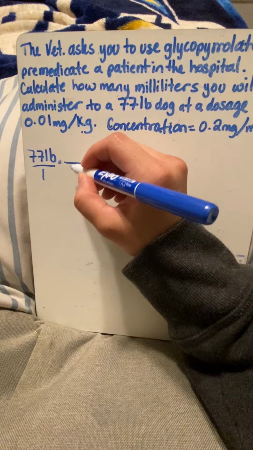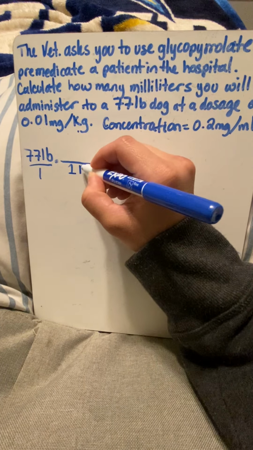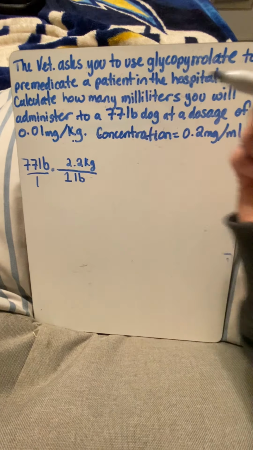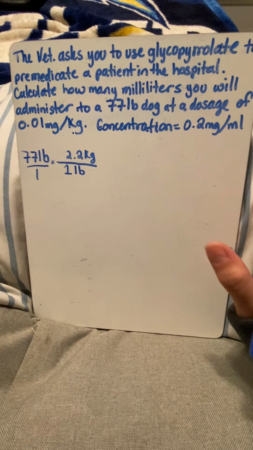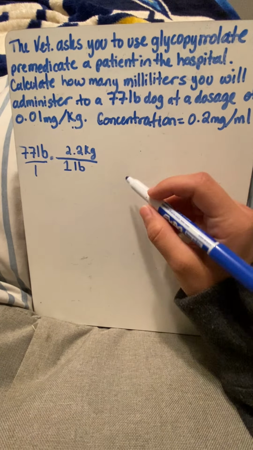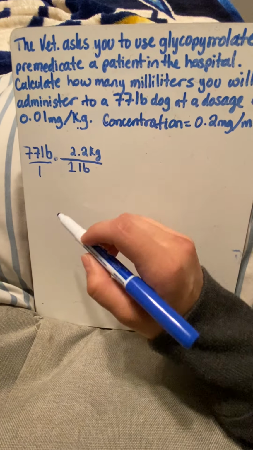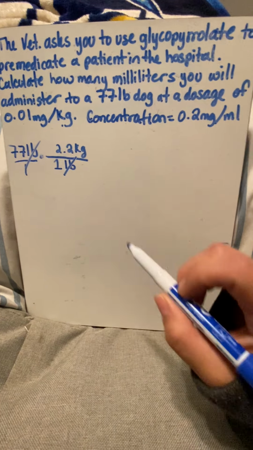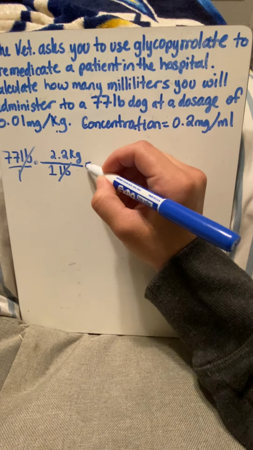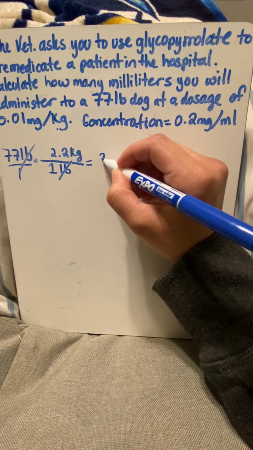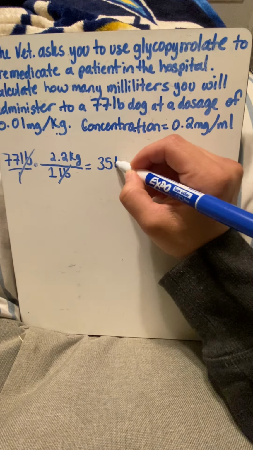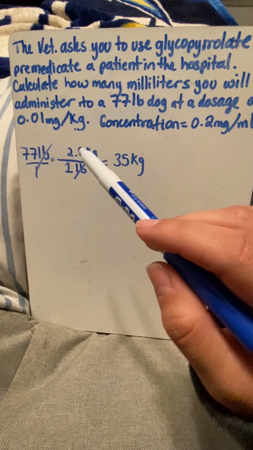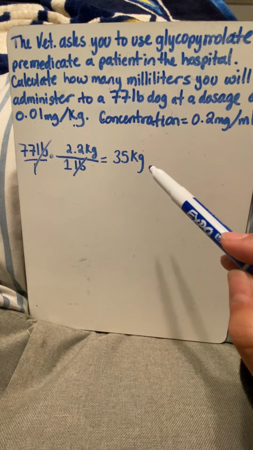Just by memory, you're going to have to know that 1 kg equals 2.2 pounds. That is just what it is. I don't question it. Okay, so now what happens is that the pounds cancel out, and now you're left with kgs. So now what I have is 35 kgs. Okay, so now I can finally use my mg per kg, because I have kgs now.